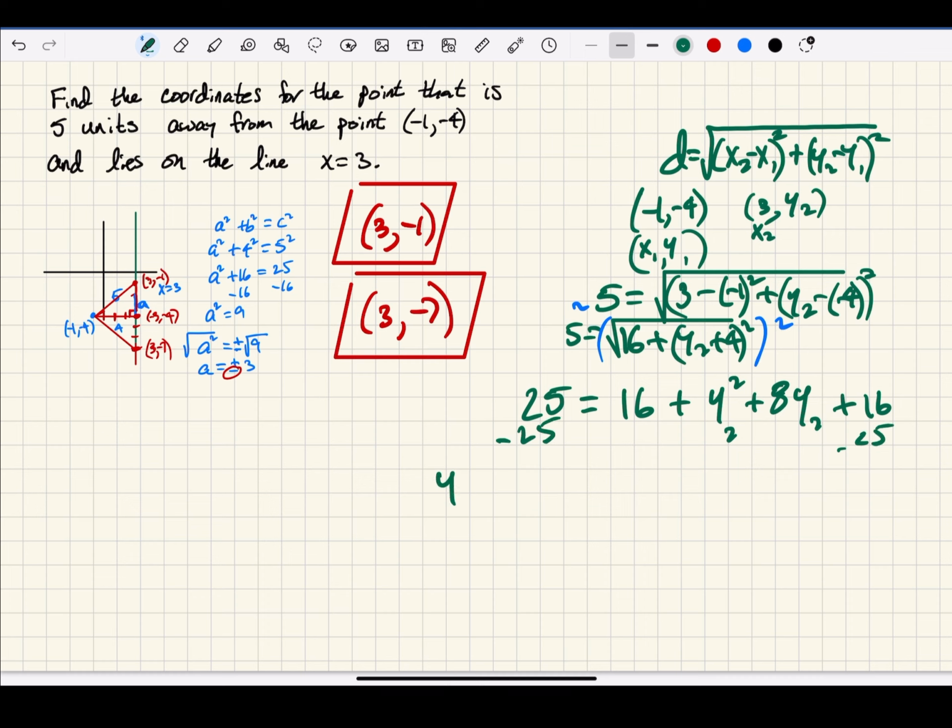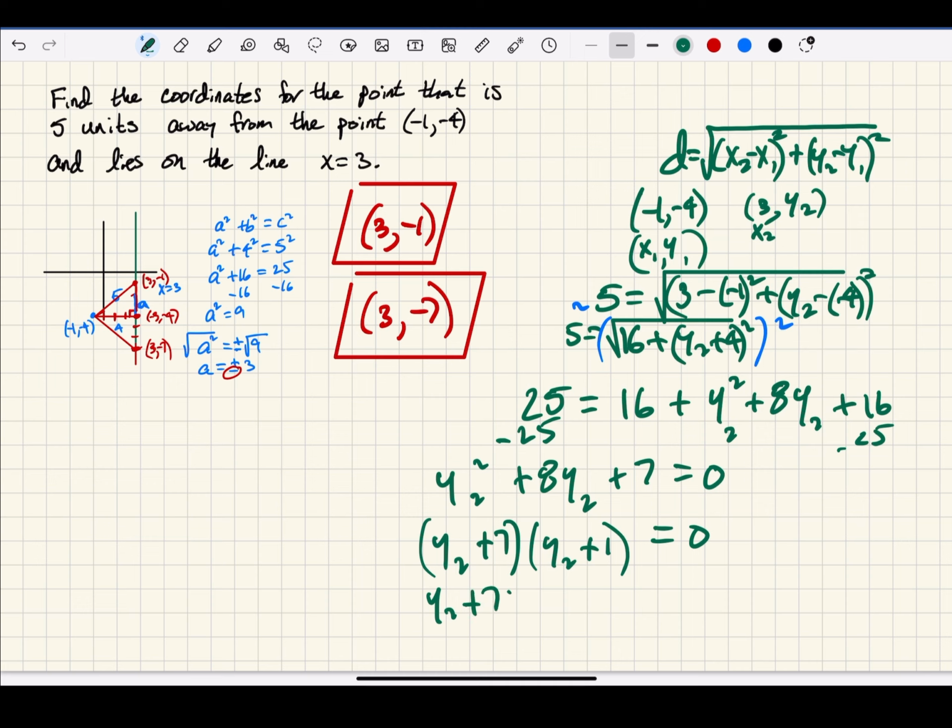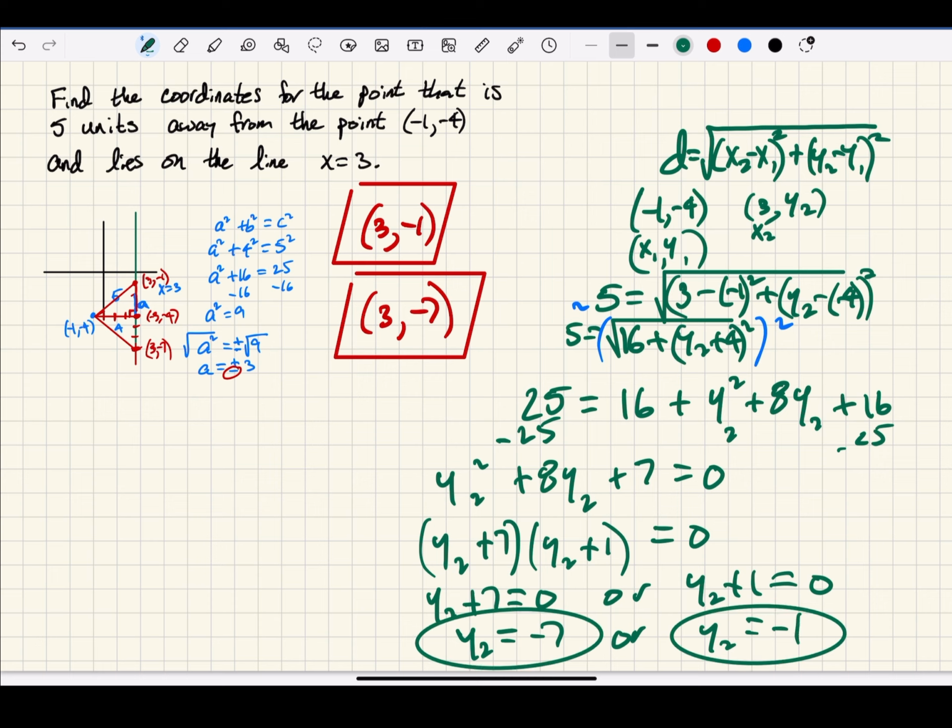And now we have a quadratic that we could solve by subtracting 25 from both sides. And we wind up with y2 squared plus 8y2 plus 7 equals 0. We could factor that: y2 plus 7 times y2 plus 1 equals 0. And then set each of these equal to 0. And we would find that y2 could be equal to -7, or y2 could be equal to -1. And these correspond to the y coordinates that we found using the Pythagorean theorem.